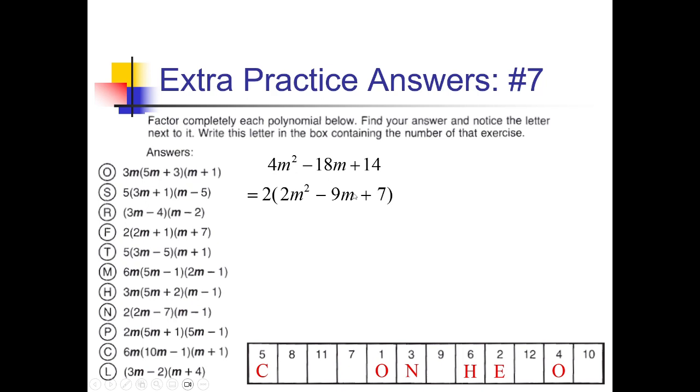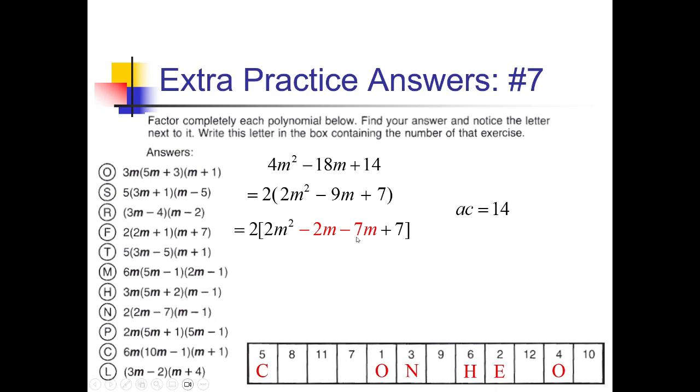And now for the stuff inside, I'm going to have to use the AC method. So this 2 times this 7 gives me an AC value of 14. And then I'm looking for factors of 14 that add up to -9. Well, -2 and -7 would do it. So I can split up this -9m into -2m and -7m. So let me go ahead and do that.